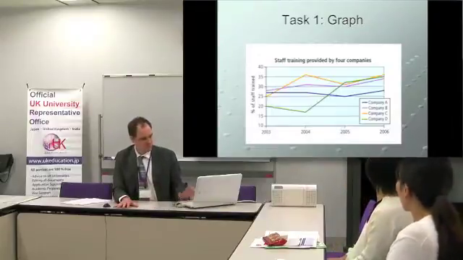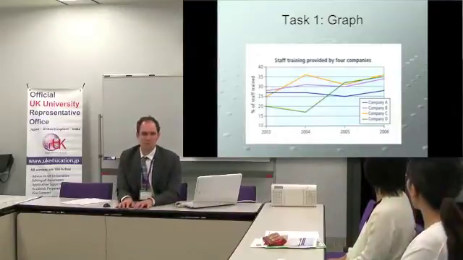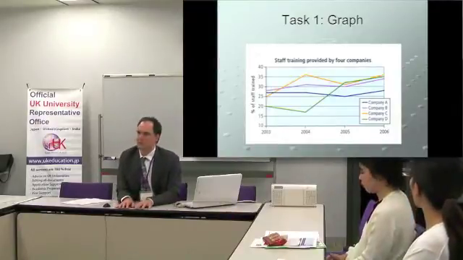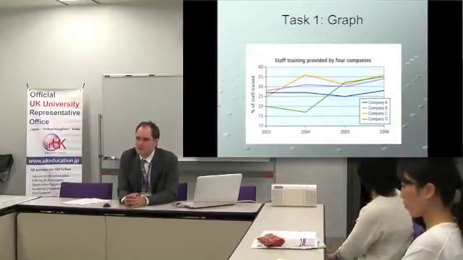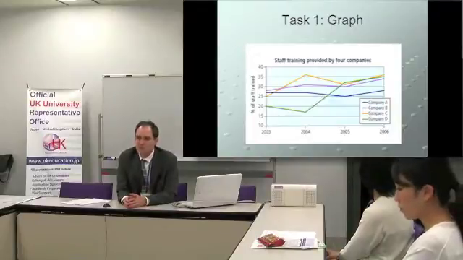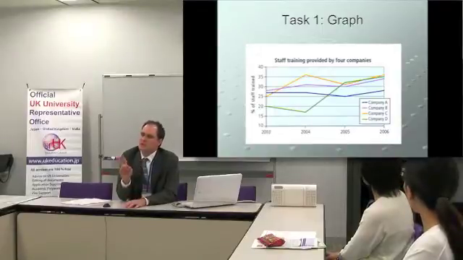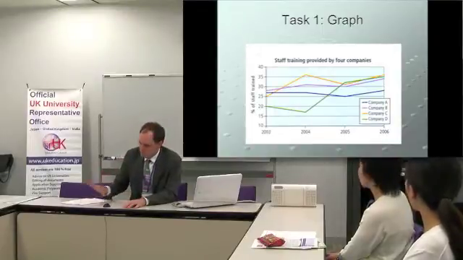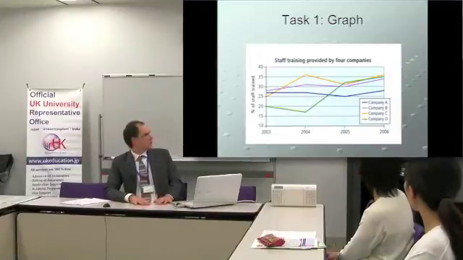Okay, good. All right, well, we're just going to have a look at an example first, and then we're going to do a bit of practice with the graph I've just given you. So the graph you can see here. This is staff training provided by 4 companies. And we have them there on the graph: Company A, Company B, Company C, and Company D. Guys, this is a different graph from the handout. Okay, on the board.